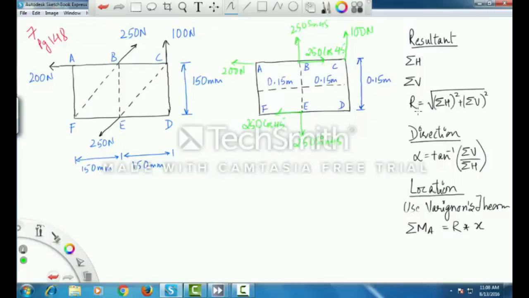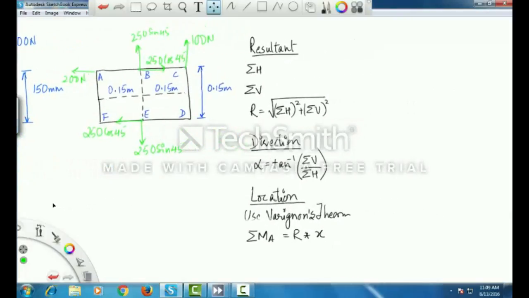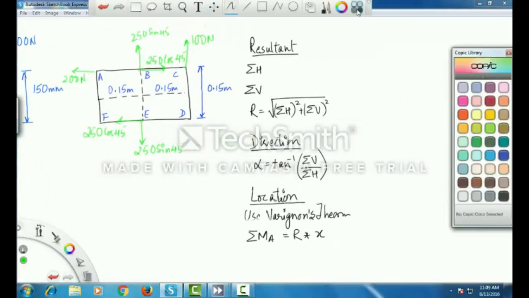The first thing that we have to understand is how to find out the resultant. We're going to find the resultant of these 4 forces, and we're also going to find out the direction. Now, how did I take 45 here? This is 45 degrees, so this will be 45. This is 45. So this is also going to be 45. That solves the angle problem.